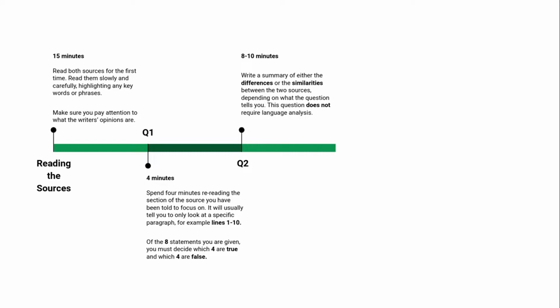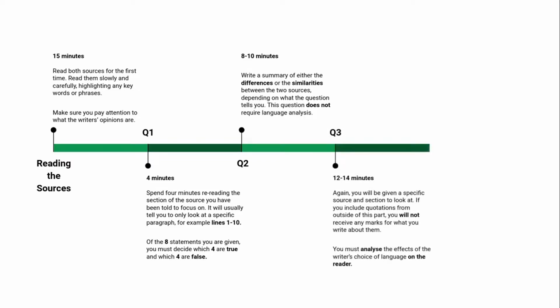However, it's not impossible that the exam or paper you will sit will be about similarities, so you must look out carefully for what it says. This question should not have any analysis of language, so no PETAL writing or PEEL or whatever you might call it. You are simply summarising what each person says and making inferences based on both of them.